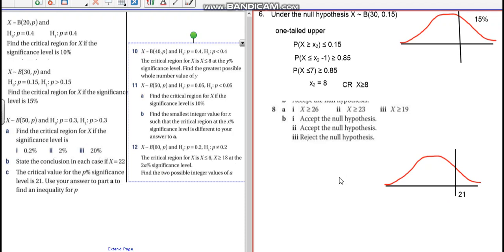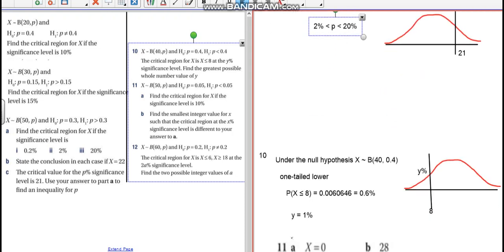So all they want here is that P is between 2% and 20%. There's nothing else required for that. There are no great calculations, it's just using this information here. It can't be 2% because that had a critical value of 23, and it can't be 20% because that had a critical value of 19. It's got to be somewhere between those two. Okay, so moving on to question.